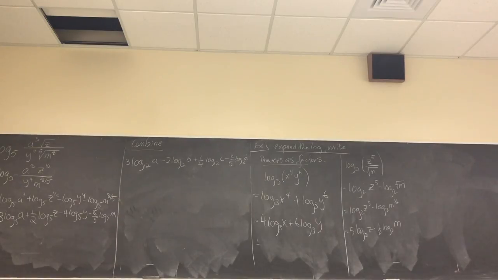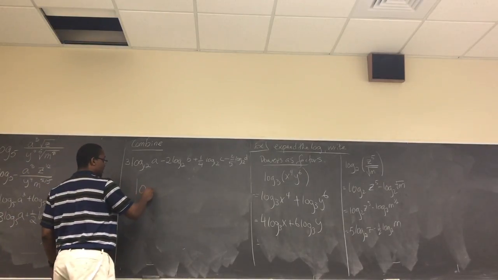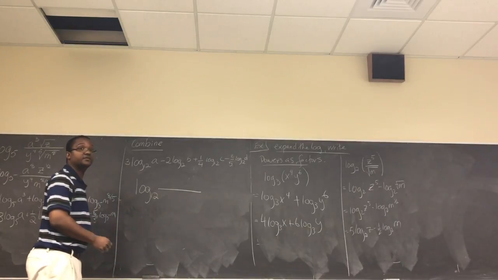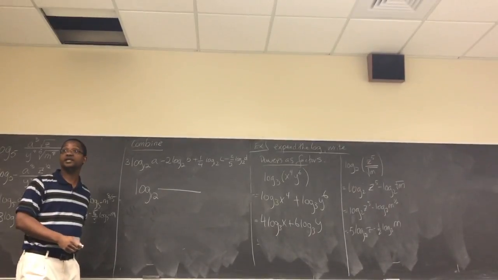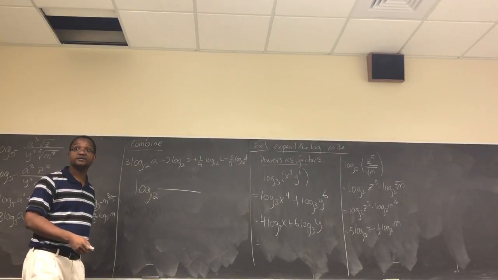Okay, we're almost out of time. It should take you longer to write the problem than to write the answer. It's going to be log base 12, correct? How many of these things are negative? 2. So I have 2 in the denominator. How many are positive? 2. So I have 2 of them in the numerator.